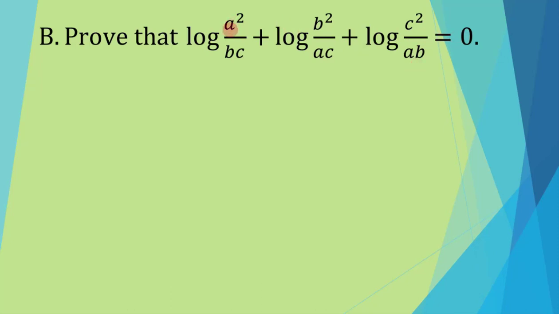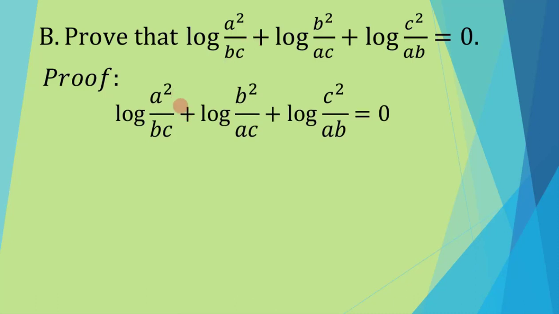You will notice that if a is in the numerator, the b and the c is below. If b is in the numerator, there's no denominator b here. And if c is in the numerator, as long as it is squared, there is no c down below. Now, what can we apply here? Because it involves plus. And one thing more, the base is not seen here, so that means that the base is understood to be 10. So we can apply the product law.